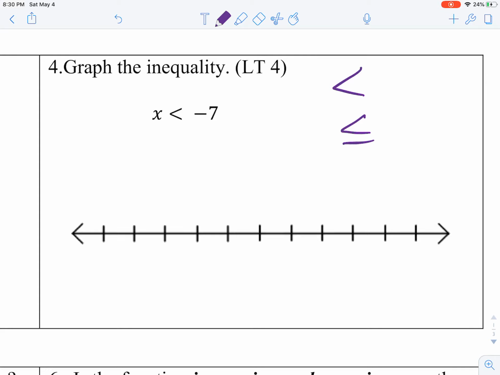So this inequality says that x is going to be a number smaller than -7. Now, each math teacher has her own style, but for me, I put -7 right smack in the middle. That's the number we're talking about. Let's put it in the middle. And then we're going to continue our number line in both directions.